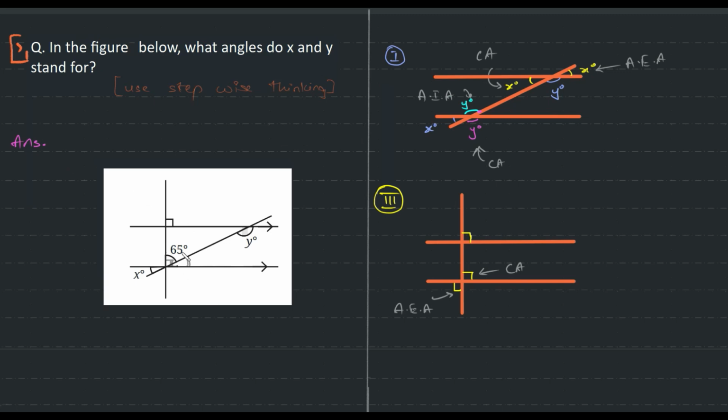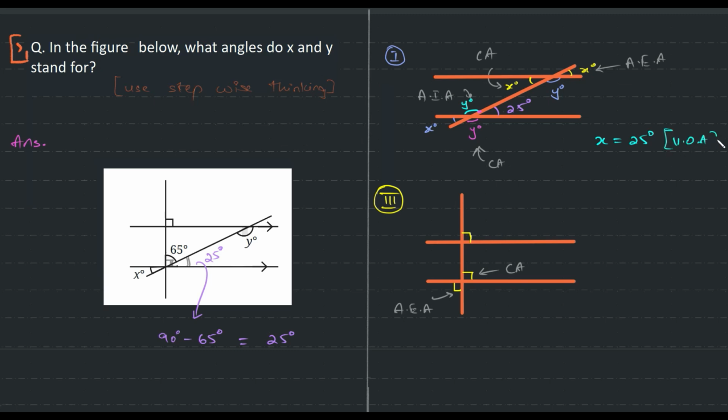So this angle will be equal to 90 degree minus 65 degree. You guys agree? Let me continue with this itself. 90 degree minus 65 degree. So that will be equal to 25 degree. So basically this is 25 degree. And so what can we tell? X is 25 degree because they are vertically opposite angles. So x is equal to 25 degree because they are vertically opposite angles.